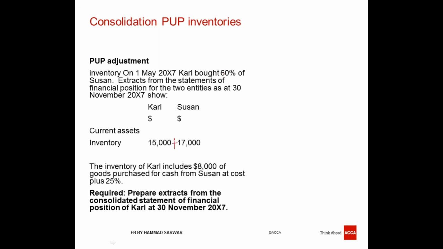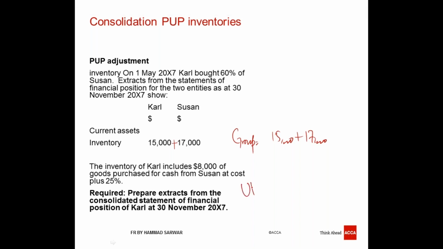Both the inventory should be added. Parent plus subsidiary. The group's inventory should be 15,000 plus 17,000. There is no fair valuation adjustment in this question. There is no goods in transit.